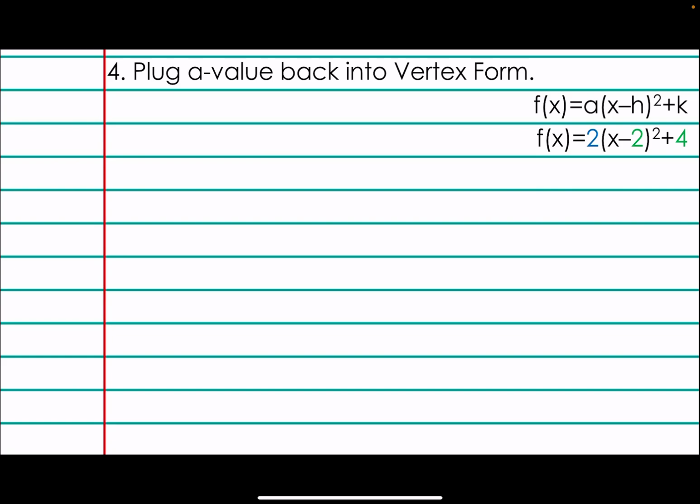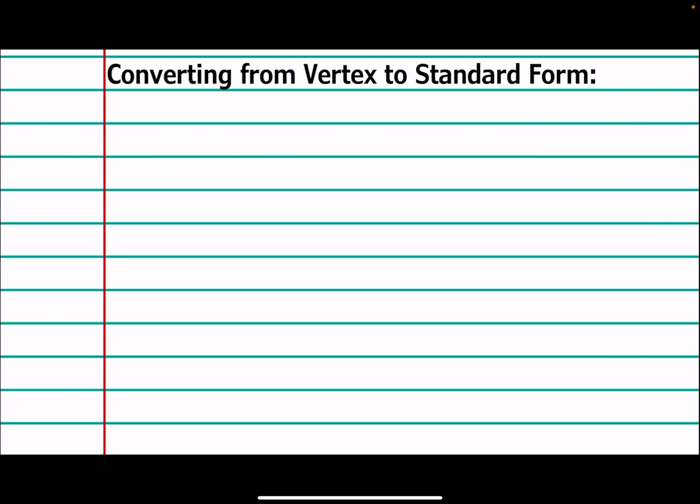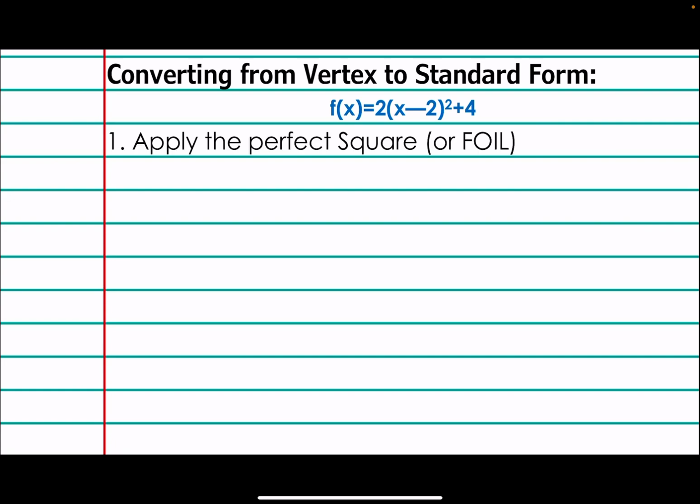So now we're going to take this from vertex form and convert it into standard form. So here's that equation, same one that we just had written down. This is going to go right below everything you have written. Your first step is going to be expand out that exponent, which means you're just going to apply the perfect square. Or you can FOIL it if you don't remember your perfect squares trick.